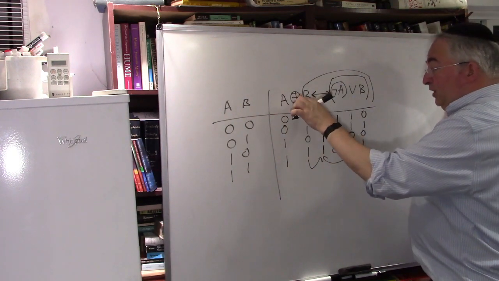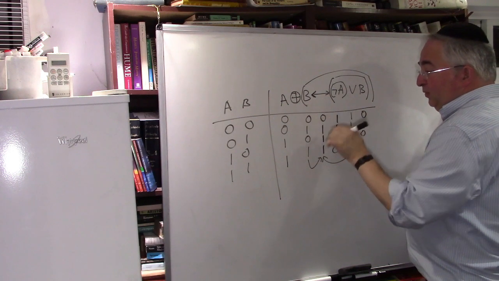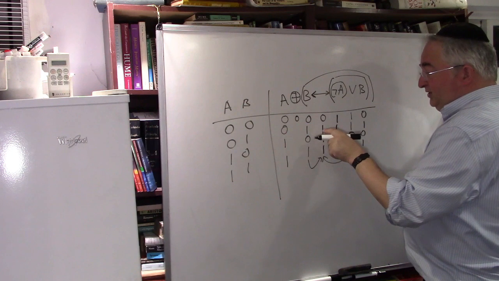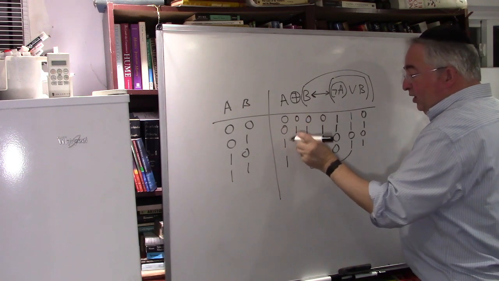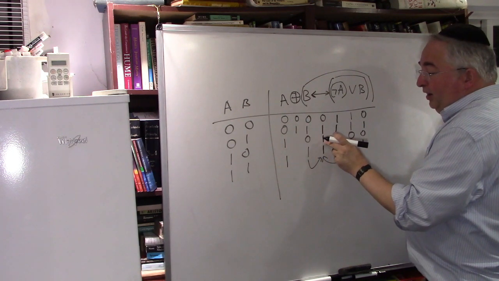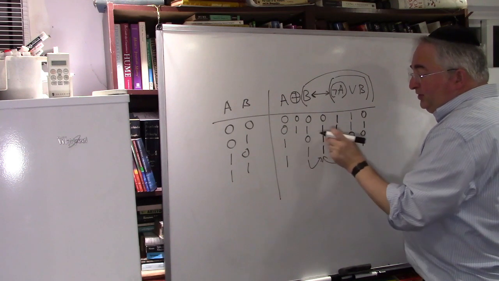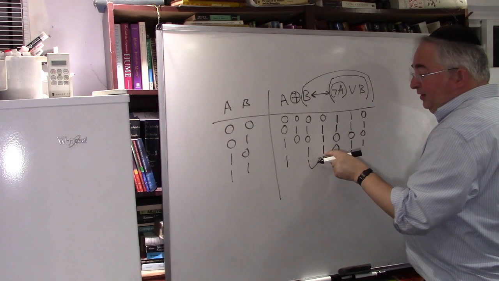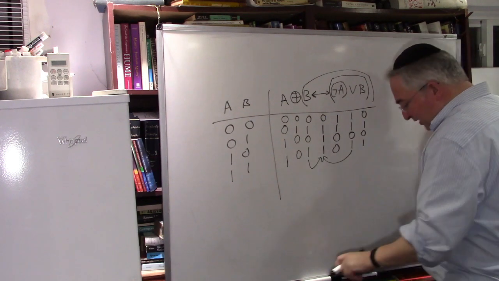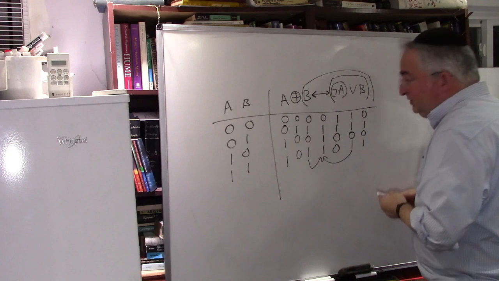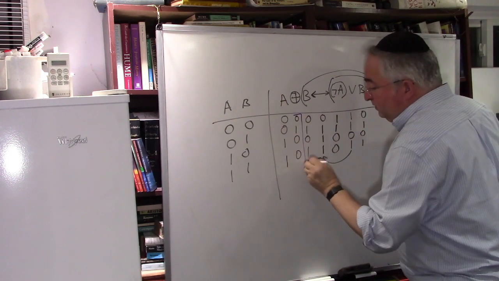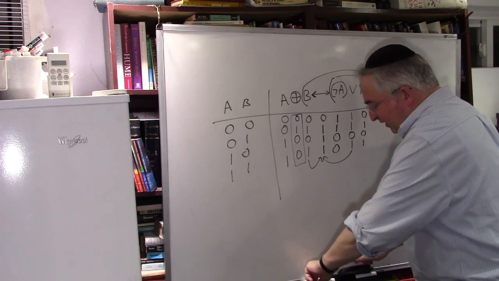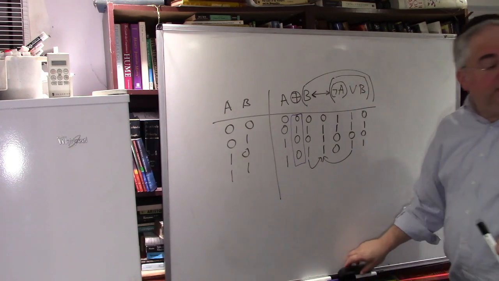0 plus 0 is what? 0. Good. 0 plus 1 is 1. 1 plus 1. Uh-oh, exclusive or. 1 plus 1 is 0. And 1 plus 1 is 0. Okay? And so our final answer is right here. Okay, great. Now let's do the big boy stuff.